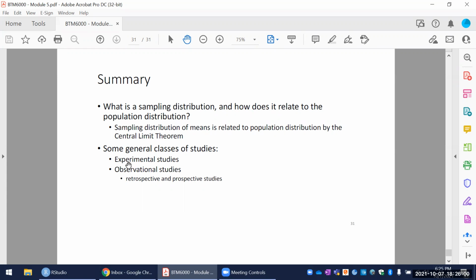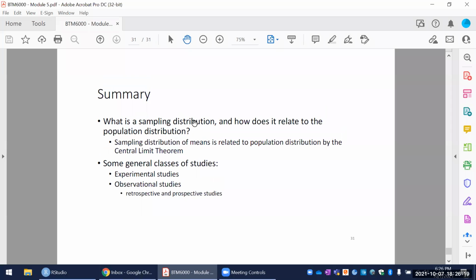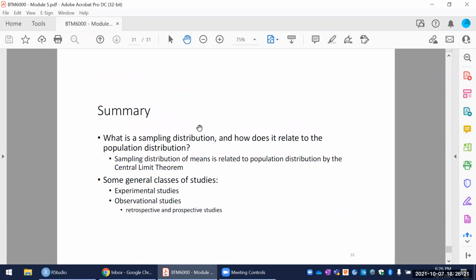And then we have some general classification of studies. We have experimental studies. This distinction between experimental and observational, please really keep in mind, because this is very central. And of observational studies, we have a distinction between retrospective and prospective studies. Okay, so this is essentially all that I had for lecture today. Are there any questions? Or was all clear?